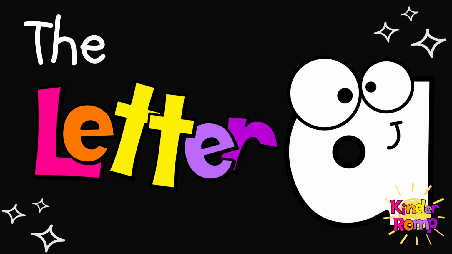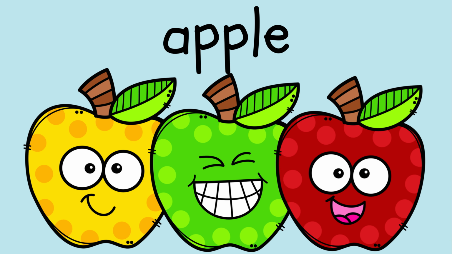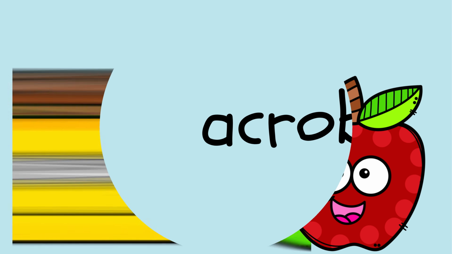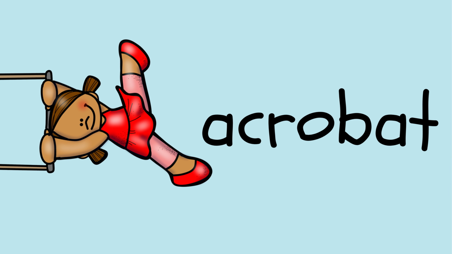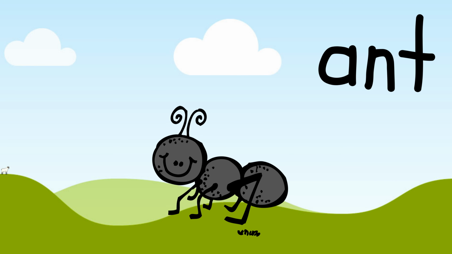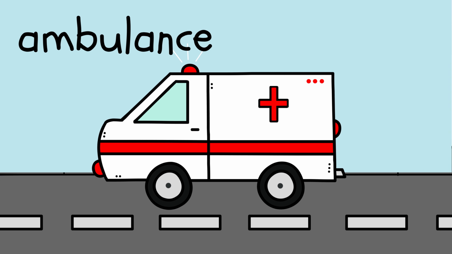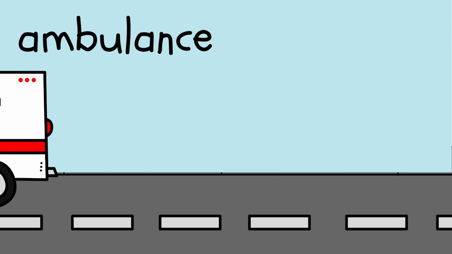Introducing the letter A. A is for apple, yellow, green, or red. A is for an acrobat who flies overhead. A is for an ant crawling on the ground. A is for an ambulance speeding across town.